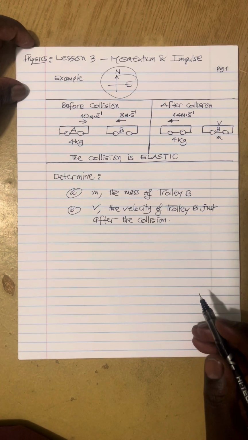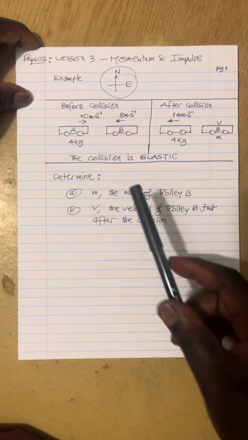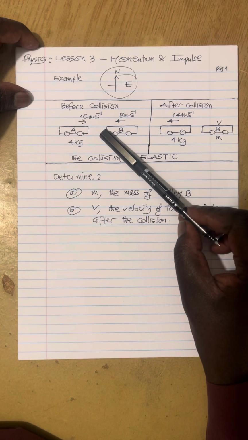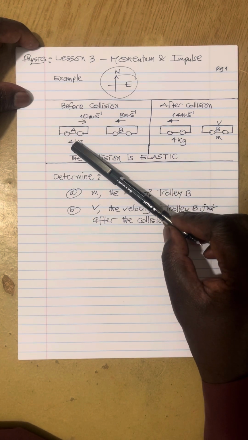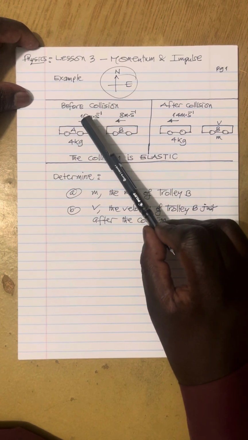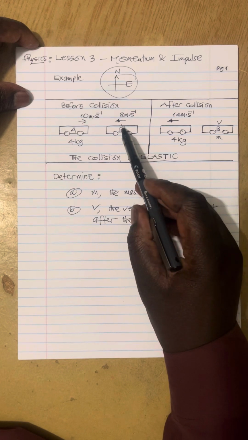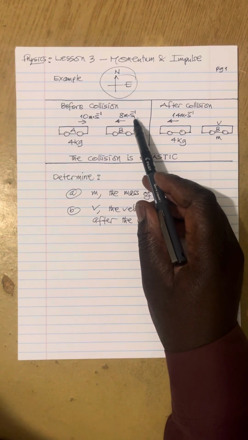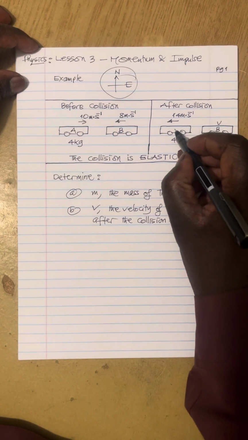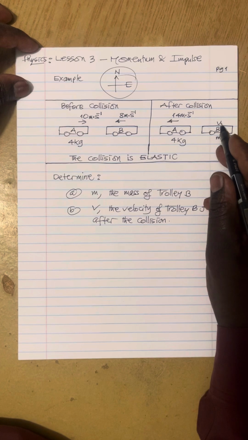If you remember in Lesson 2, I promised you that I would start from this question here where we have two trolleys A and B which collide head-on. Trolley A of mass 4 kg moving east initially, that's before collision, at 10 meters per second, and trolley B moving west at 8 meters per second before collision. And after collision, trolley A moves west at 14 meters per second, while trolley B has a velocity of v.